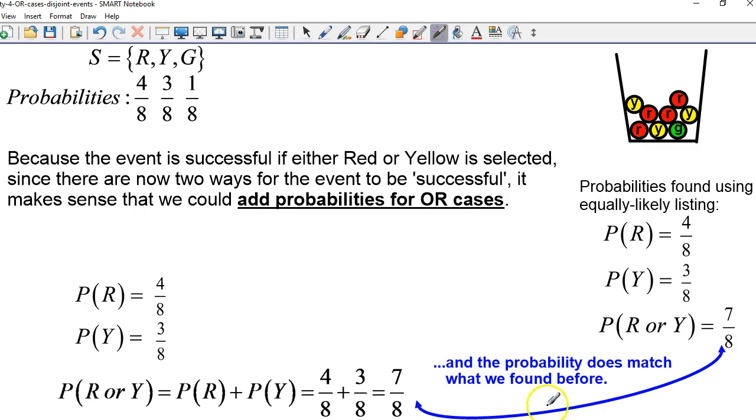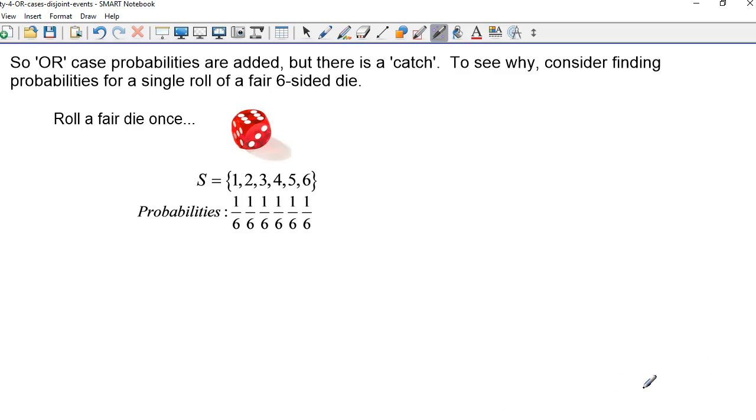And sure enough, that is exactly what we saw when we found it the other way with equally likely cases listed for each ball. We know the probability should be 7/8, so it does seem to work. It seems that if you have an event or another event which can happen to be considered successful, you can just add the probabilities. But it turns out there's a catch.